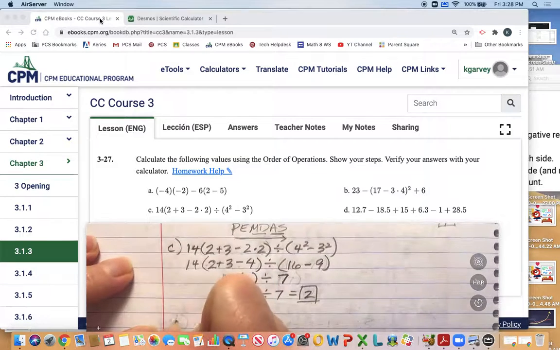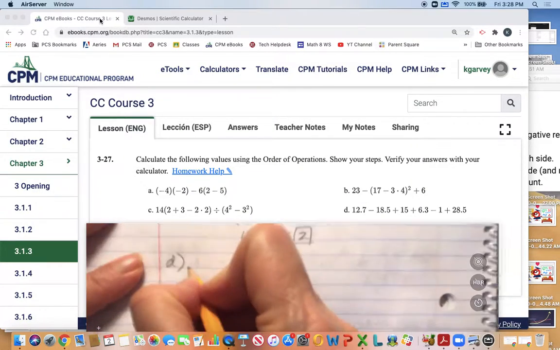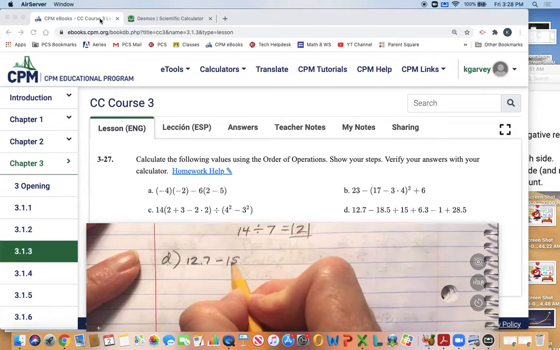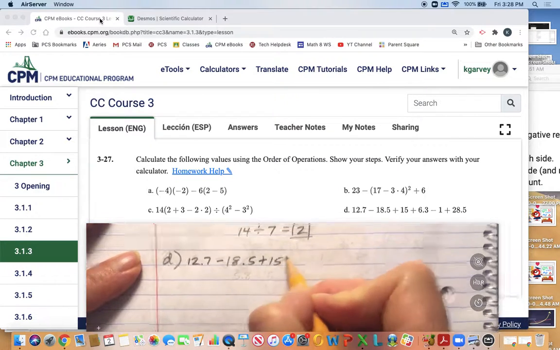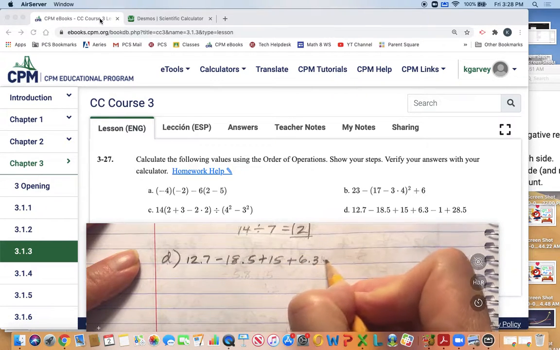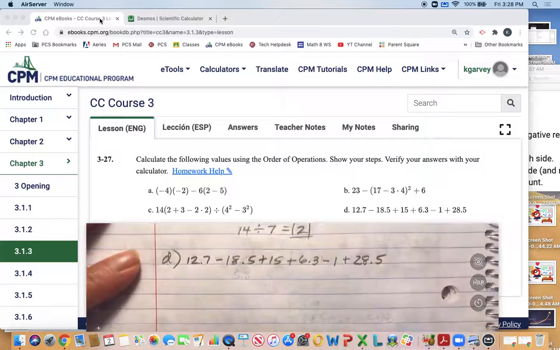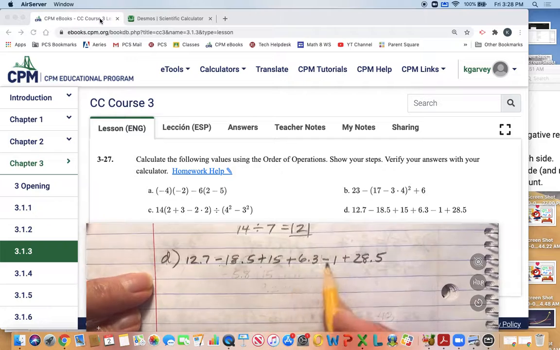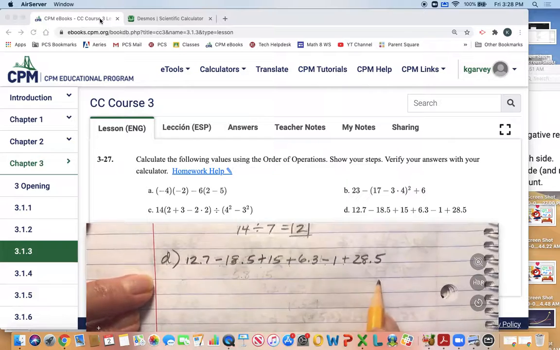Okay, so now we're going to do D, which I'm going to write below because it looks like it's kind of long. Okay, so that's 12.7 minus 18.5 plus 15 plus 6.3 minus 1 plus 28.5. All right, so now because all of these operators are pluses and minus, so that's addition and subtraction, we'll just take this left to right.